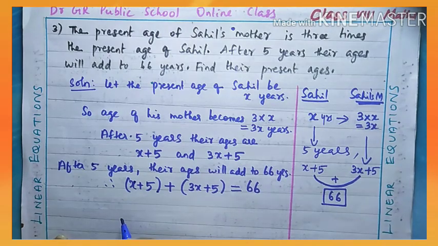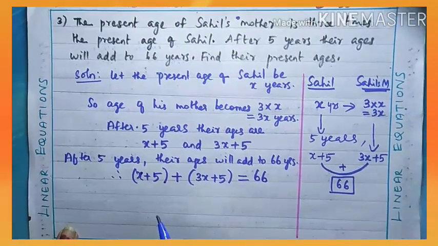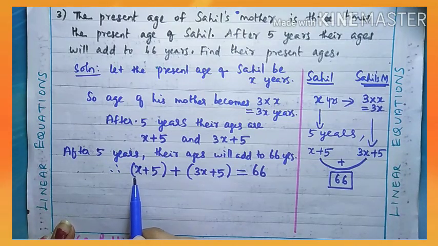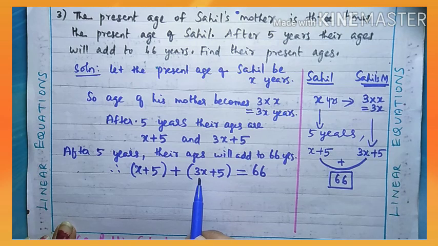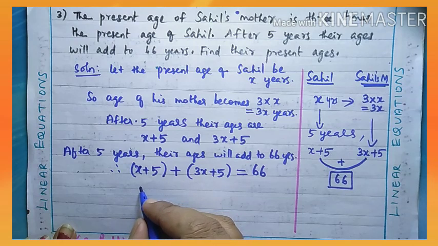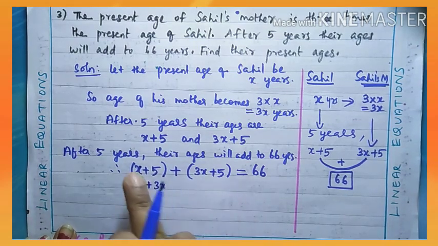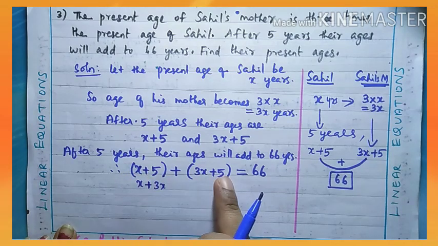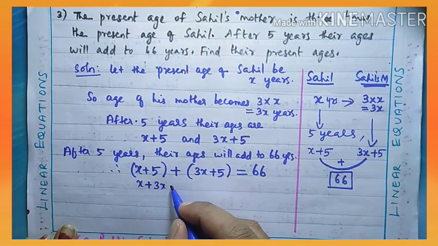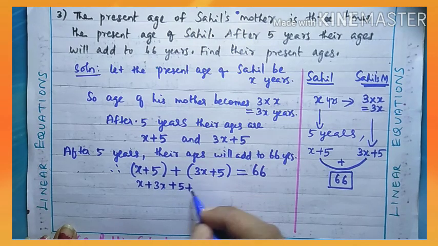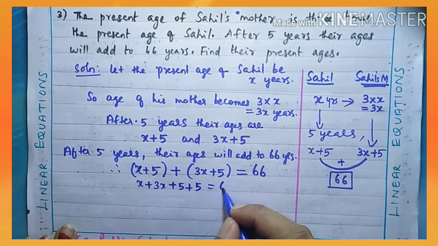Understood? Now what we want to do? You want to just solve the equation. How to solve? You see here it is fully plus, so it is very simple. You just want to add the like terms. What are the like terms here? Here is an x and here is an x. Otherwise you just write one more step, no problem. Here x plus this 3x you want to add, because this is all plus. So plus means no problem at all, you just add. Plus this 5 plus this 5 equal to 66.